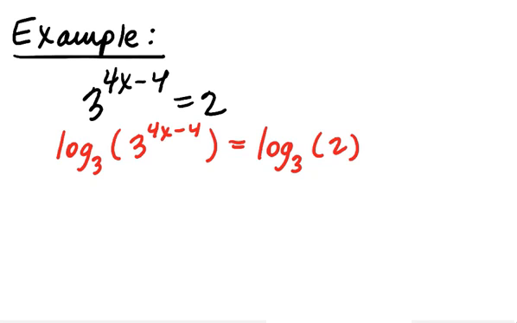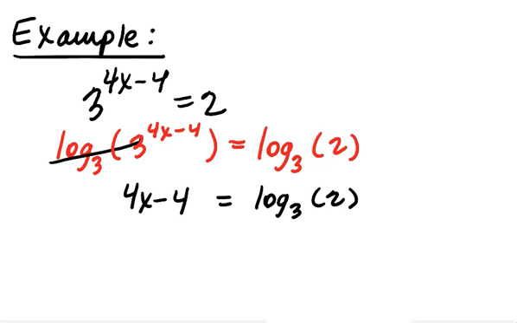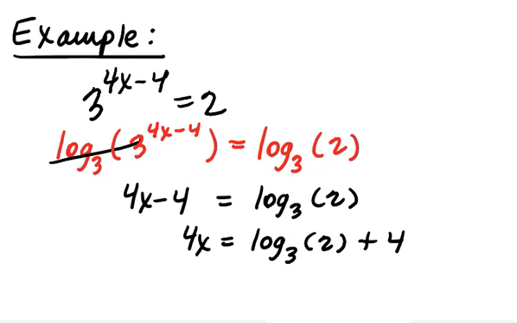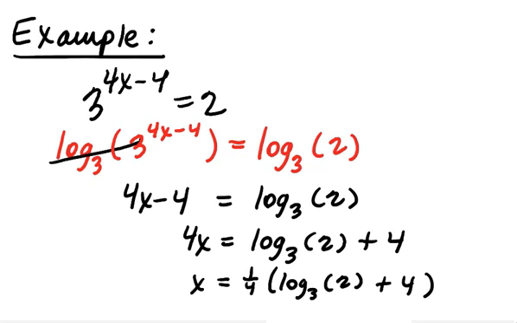I know that, from the fundamental identity, this is going to be equal to 4x minus 4, and that will be log base 3 of 2. I'm going to add 4 to both sides, outside the log, right? And then I'm going to divide by 4. And so x equals 1/4 of log base 3 of 2, and then add 4. This is an exact solution. It's got the log in it. We didn't go to the calculator and get a decimal.